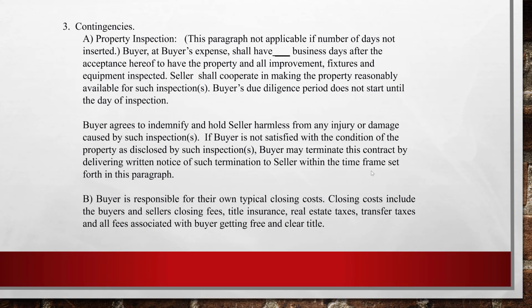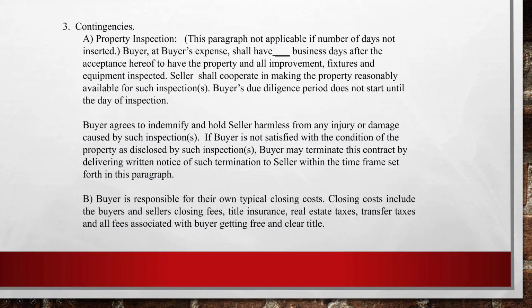This paragraph, the property inspection: buyer, at buyer's expense, shall have blank business days after the acceptance hereof to have the property and all of its improvements, fixtures, and equipment inspected. Seller shall cooperate in making the property reasonably available for the inspectors. Buyer's due diligence period does not start until the day of inspection. There's a couple important key factors in here that we've added to this contract.